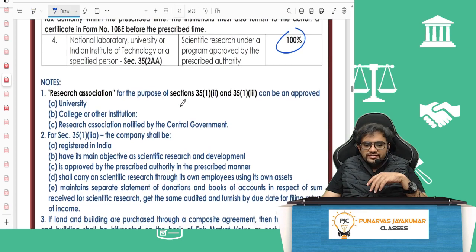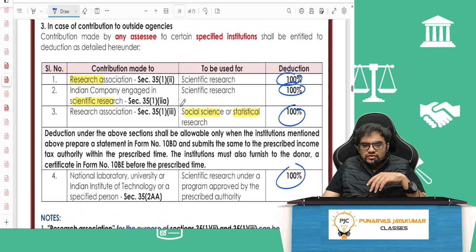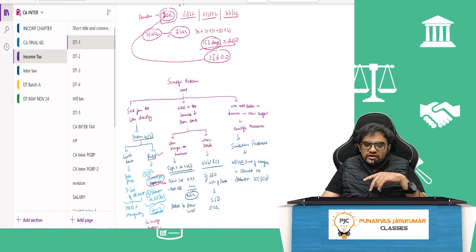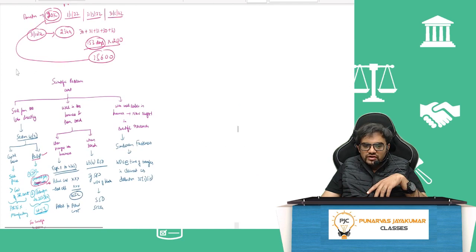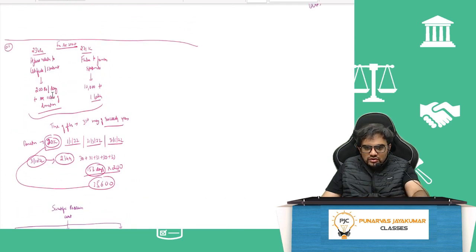University, college, anything. And guys, for these things, for research association, etc., I will have to prepare a statement under 10BD and furnish a certificate also under 10BE. Now in MCQ, they can ask you, if I don't furnish this statement, what will happen? Now if I don't furnish this statement, my dear friends, two other things will come.